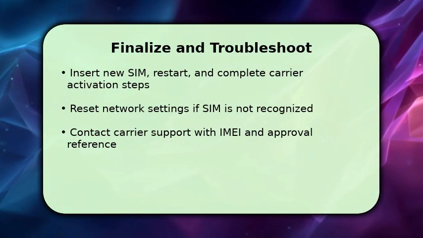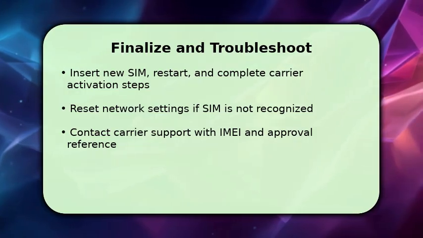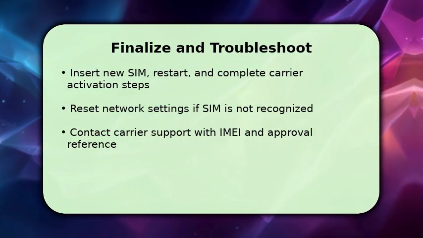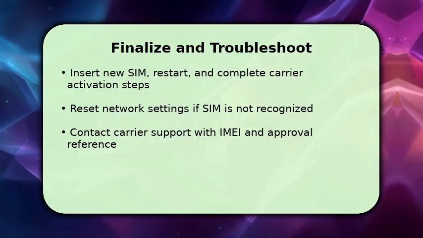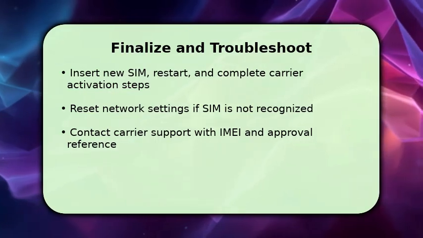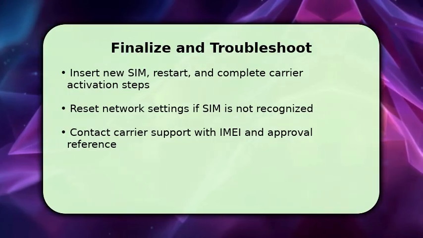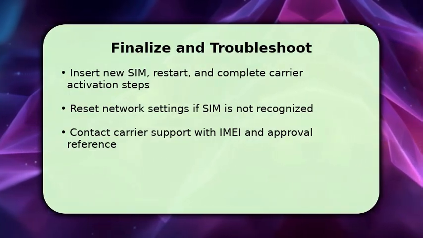You finish by inserting the new SIM, restarting the phone, and completing any activation prompts so the device registers on the new network. If the SIM is not recognized, reset network settings and retry, because cached carrier profiles can block detection. If problems persist, contact carrier support with your IMEI and the unlock approval reference.